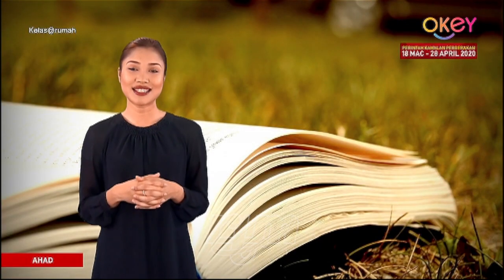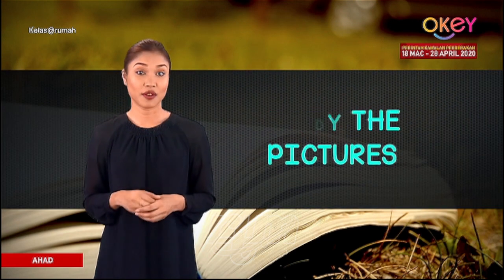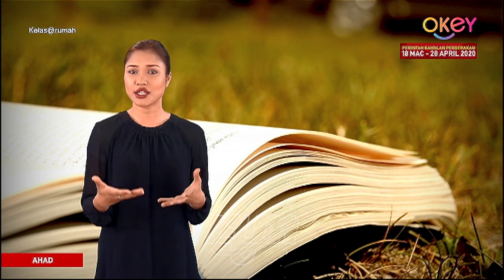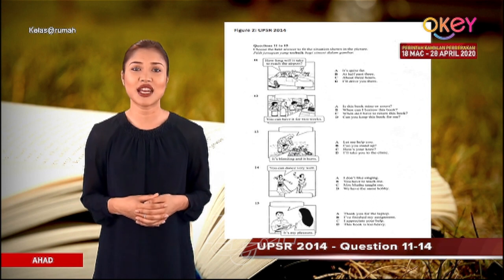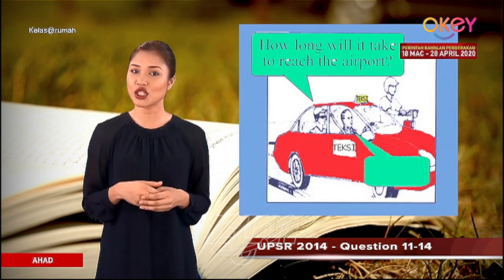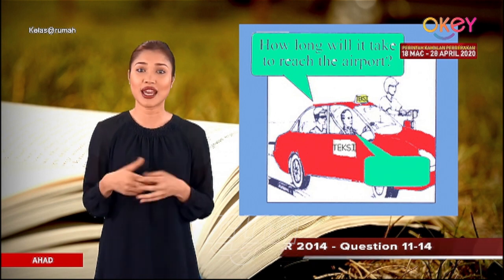Tips for scoring in Section B. Study the pictures. First, look at the picture given. Pay attention to the little details. For example, question 11 in 2014 shows a situation in a taxi. A taxi driver and a man are talking in the taxi.